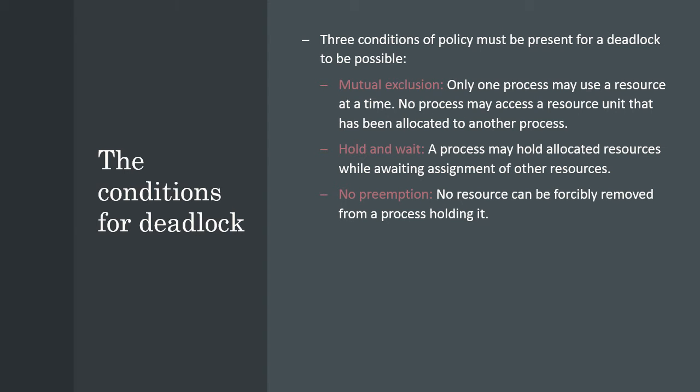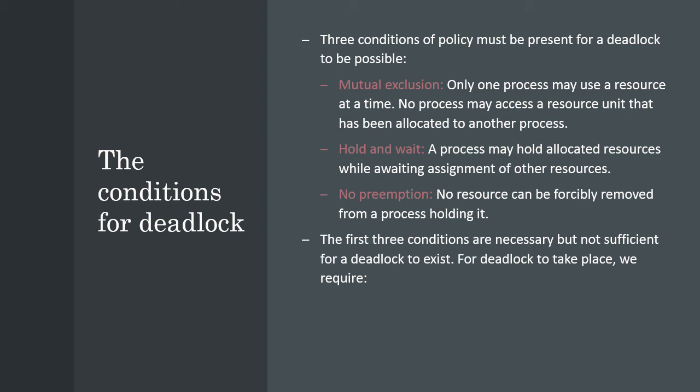No preemption. No resource can be forcibly removed from a process holding it. If I give a resource to a process and I can forcibly take it away at any time, deadlock can never occur due to this resource. But sometimes there are resources that I grant and I cannot forcibly take them away. Only the process will relinquish it after it has done its work with the resource. In such resources, deadlock can arise.